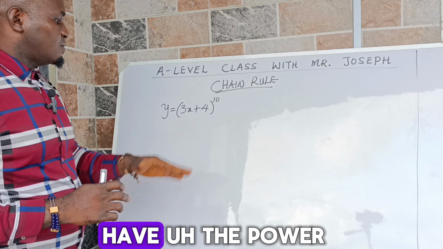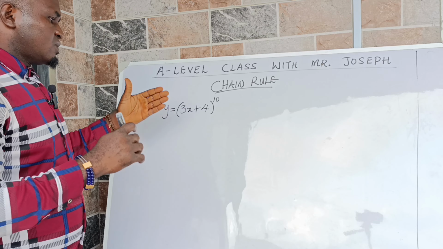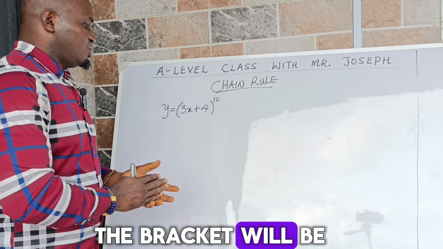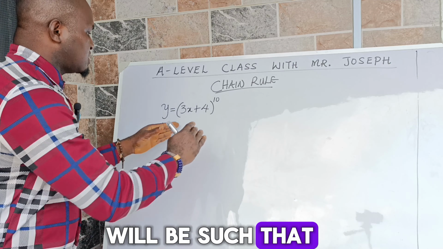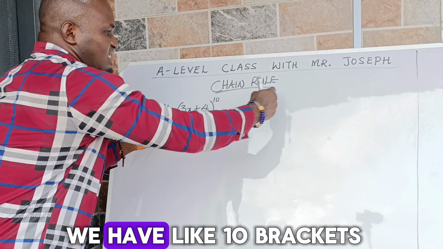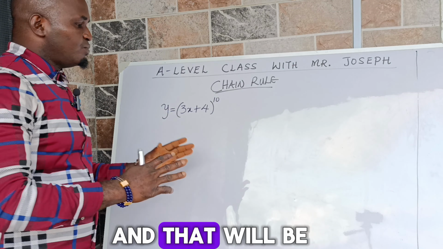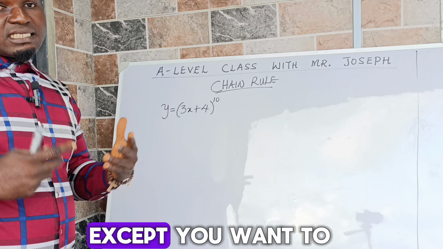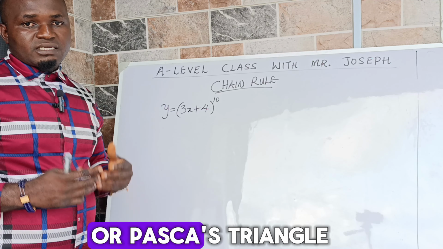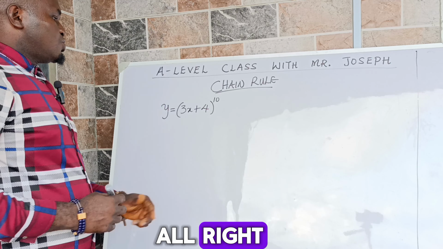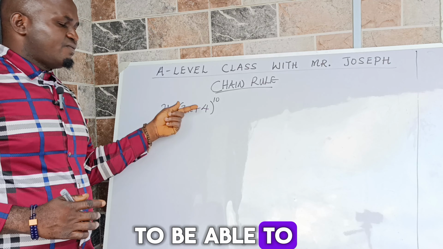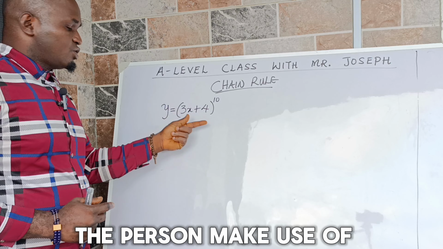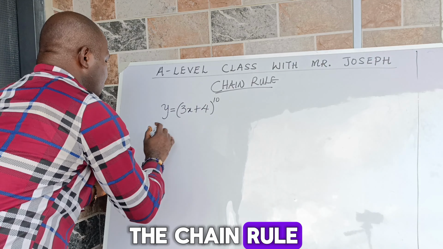Now that we have a power of 10, it means if you want to open the bracket, we would have like 10 brackets, and that will be very difficult for us to expand, except you want to use binomial theorem or Pascal triangle. All right, so if you want to be able to differentiate this, it will be better to make use of the chain rule.